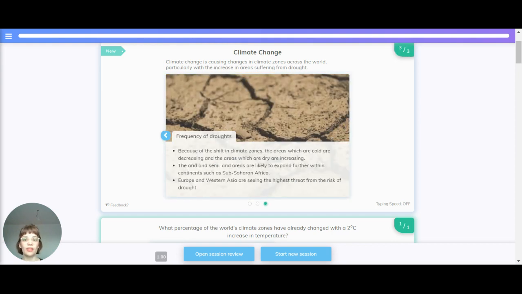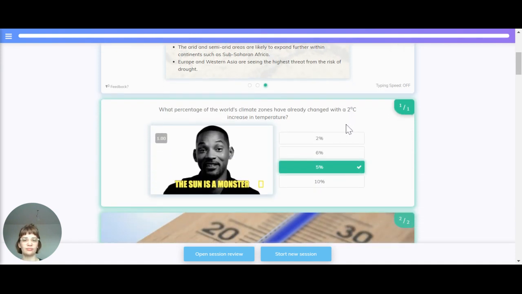Frequency of droughts. Because of the shift in climate zones, the areas that are cold are decreasing and the areas that are dry are increasing. The arid and semi-arid areas are likely to expand further within continents such as sub-Saharan Africa. Europe and Western Asia are seeing the highest threat from the risk of drought.